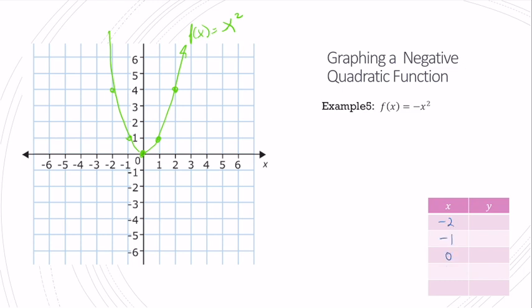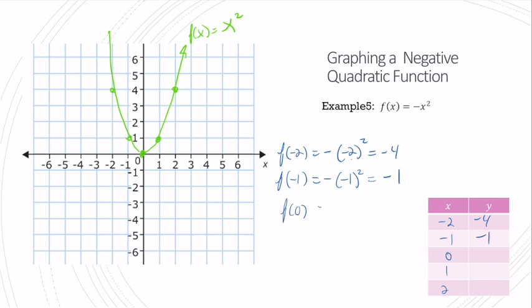So if I have f of negative 2, that's negative, negative 2 squared. Negative 2 squared is 4, so it's negative 4. If I have f of negative 1, it's negative, negative 1 squared. Well, that's going to give me negative 1. F of 0, that's negative 0 squared, which is just 0. And I'm going to have my symmetry that I have. Well, if we look at this, it's the same as my original parabola, except it flips upside down. This negative sign flips our parabola. It makes it sad. The negativity makes it sad.